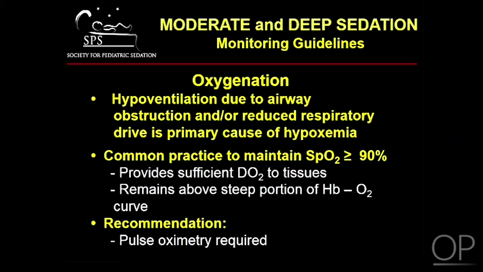When monitoring oxygenation, the recommendations recognize the cause of hypoxia is typically due to reduced respiratory drive and airway tone with a subsequent rise in CO2. Thus, monitoring recommendations require the need to maintain an oxygen saturation of greater than or equal to 90%. This value assures adequate delivery to tissues with sufficient margin to remain above the steep portion of the hemoglobin oxygen dissociation curve. In order to detect oxygen desaturations, should they arise, pulse oximetry is required.